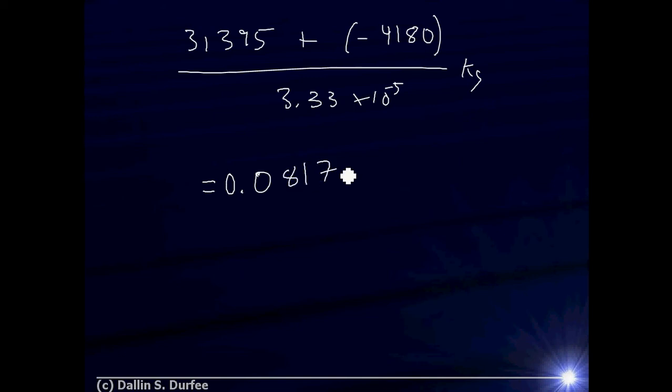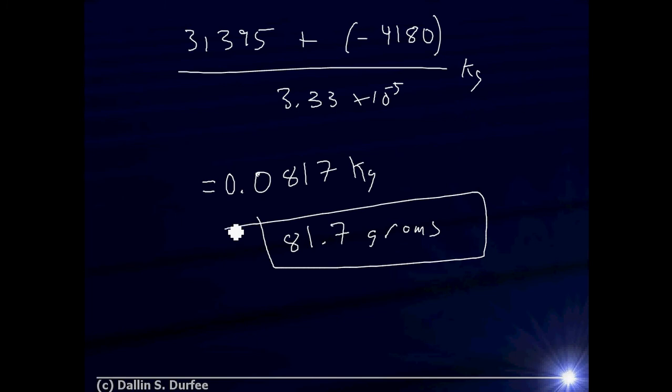0.0817 kilograms. Did I do that right? Let's see. Yes, that looks like I did that right. So assuming I plugged the numbers in correctly, this is going to be 81.7 grams. How much ice did we start with? We started with 100. So this is reasonable. If we get a reasonable answer, then we must have chosen the right scenario, right?